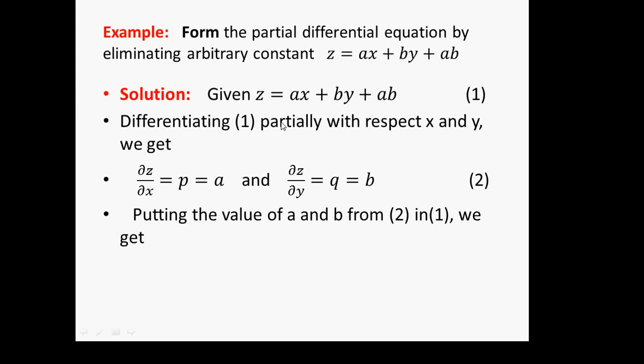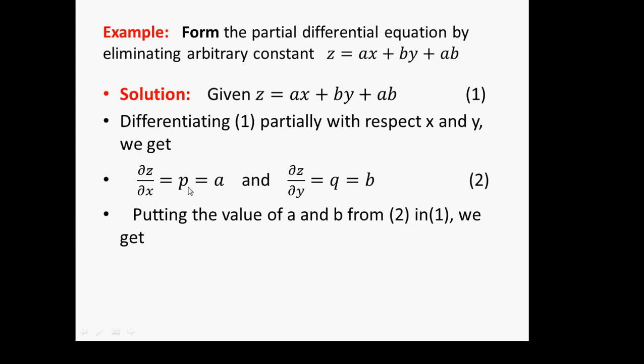The partial differentiation with respect to x means we have to differentiate with respect to x, keeping y and other variables as constant. So we have del z by del x is equal to a, that is equal to p, and del z upon del y is equal to q, that is equal to b. Now we have here a is equal to p and b is equal to q.